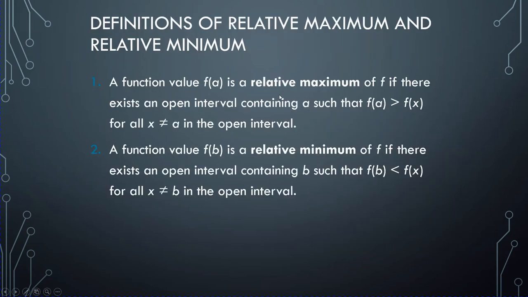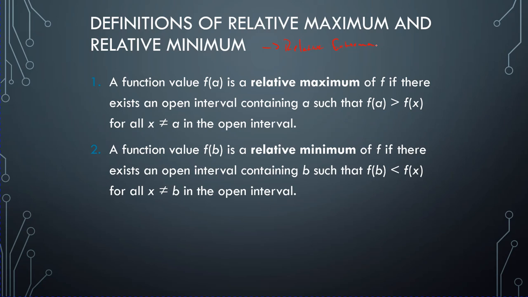Okay, now I want to talk about relative maxima and relative minima. This is also what's referred to as relative extrema. These concepts you'll revisit when you get to pre-calculus and then calculus. So a function value f of a is a relative max of f if there exists an open interval containing a such that f of a is greater than f of x for all x not equal to a in the open interval.